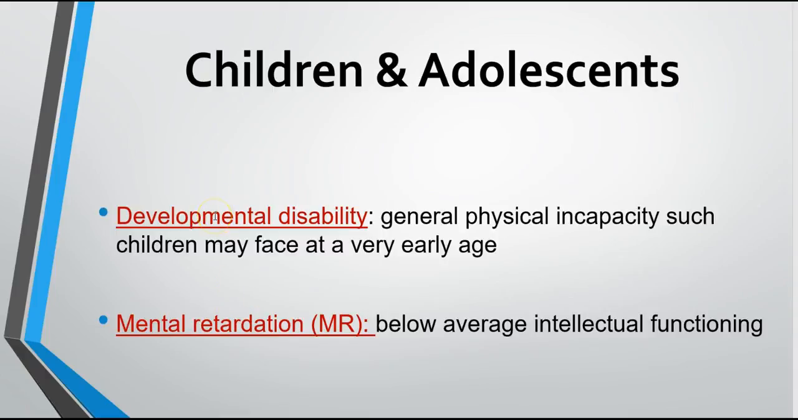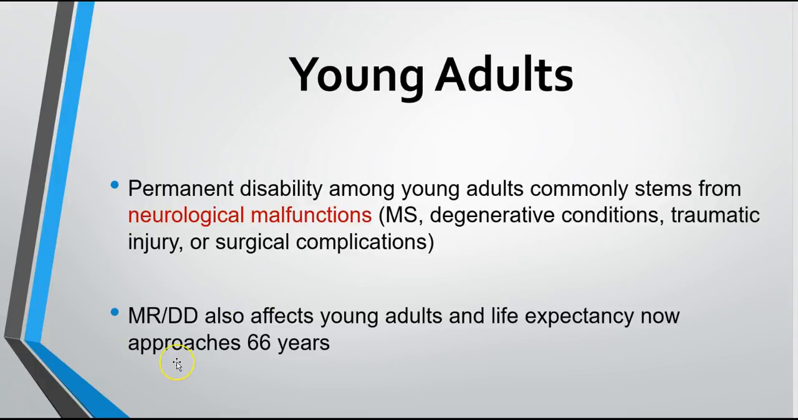So again, a developmental disability is a general physical incapacity that a child may face at an early age. Mental retardation is where the intellectual functioning is below average. Young adults, we're looking at permanent disability among young adults, commonly stemming from neurological malfunctions. And this could be MS or another degenerative condition, traumatic injury, or surgical complications.